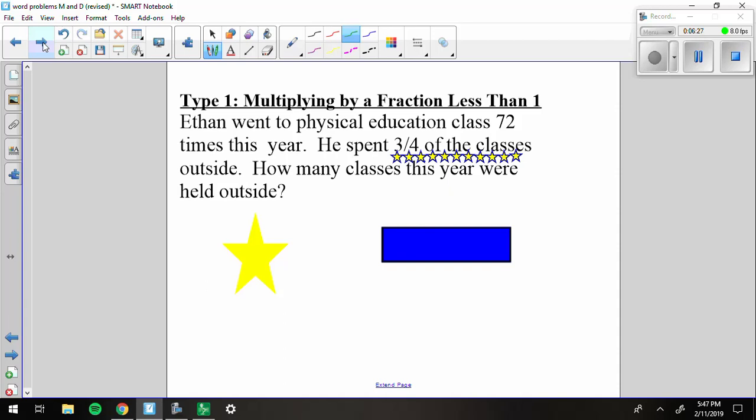You know what? Let's all just do all these together. Another type 1. Ethan went to physical education class 72 times this year. He spent 3/4 of the classes outside. How many classes this year were held outside?